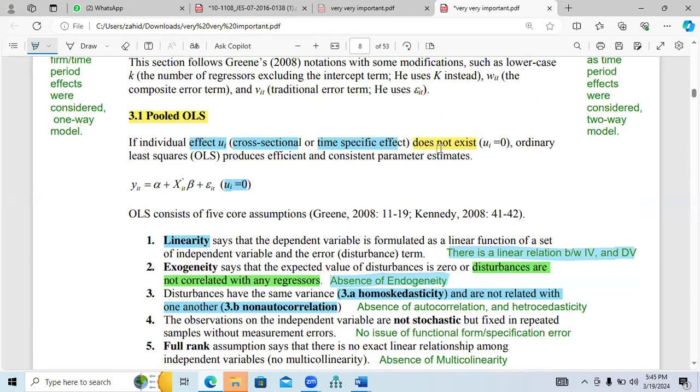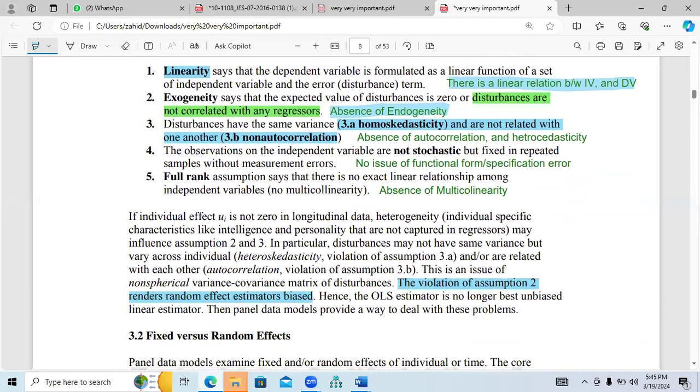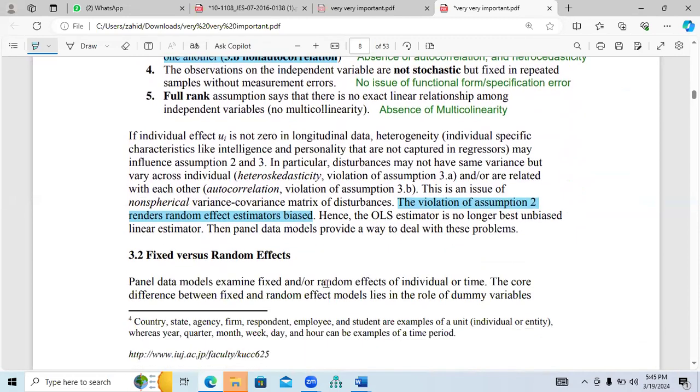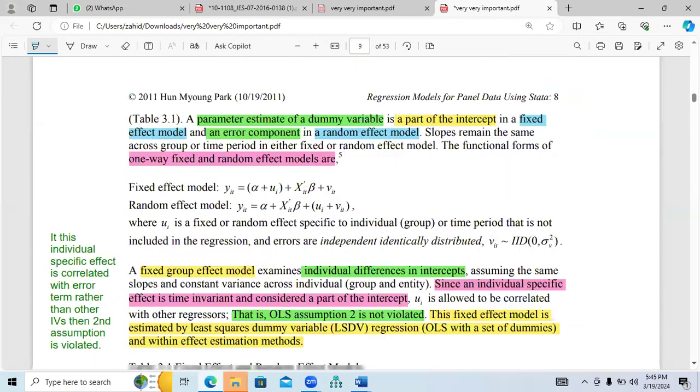The first thing is that we are not assuming any cross-sectional or time period effect. And second thing, we need to meet these assumptions. If these assumptions are violated, we cannot use the pooled OLS procedure. So this is how we can consider the pooled OLS. The next thing is when we can consider the fixed or random effect. There are certain assumptions with fixed effect and random effect.